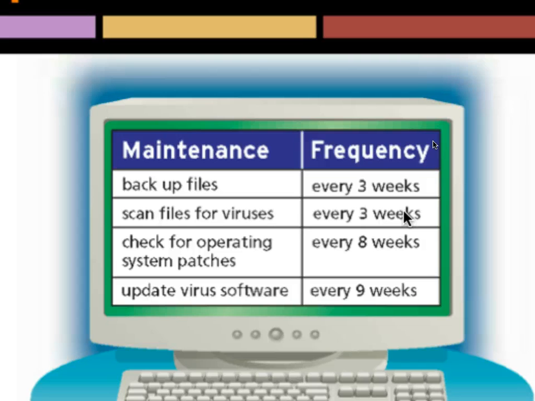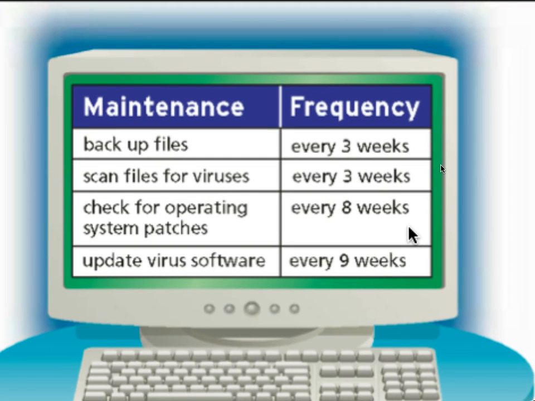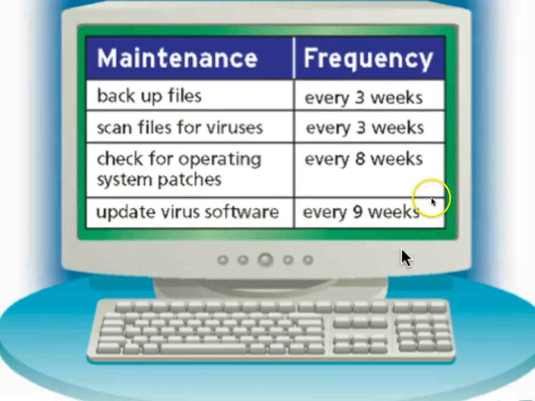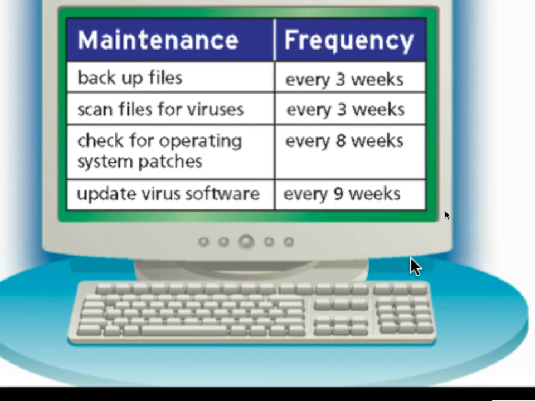Okay, scan files for viruses, same thing again. The schedule is every 3 weeks. To check the operating system patches, meaning updates, he will do it every 8 weeks. So if he does that 8 weeks from now, how many weeks will have gone by when he needs to do another upgrade? 16. Okay, and updating the virus software is done every 9 weeks. You see what's going on so far, right?